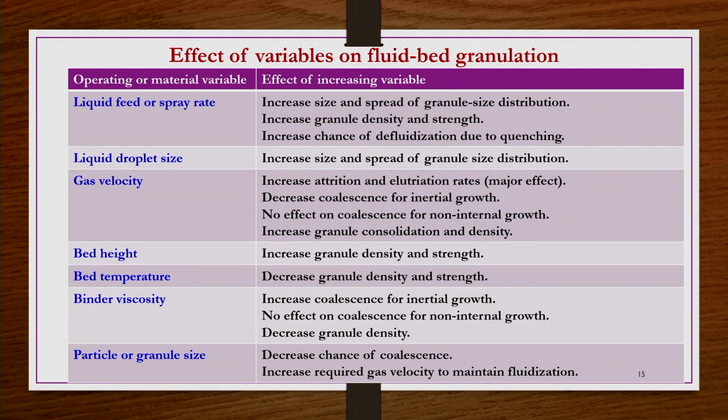So for liquid droplet size, what will happen? It increases the size and spread of the granule size distribution. Then gas velocity increases attrition and elution rates in general. When you increase the gas velocity, that causes an increase in attrition and elution rates also. The gas is nothing but the fluidizing medium, air or nitrogen or a combination of these two. If you use higher velocity, attrition, the rubbing between the particles, will take place. Okay, that is a very important factor.